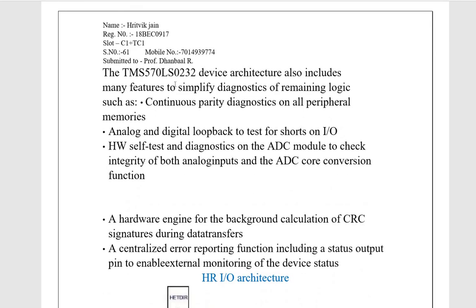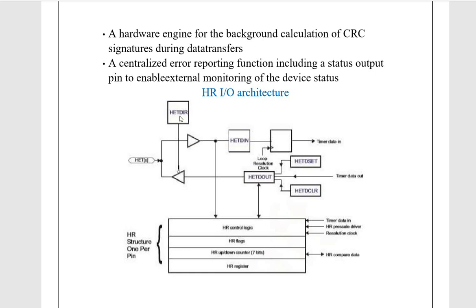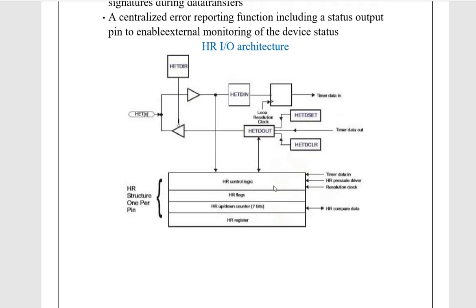The microcontroller device architecture also includes many features to simplify the diagnostics of the remaining logic, such as continuous parity diagnostics on all peripheral memory. And this is the HET input output architecture. This is the block diagram showing how it works. This HET is connected to the diode, and then it is connected to the HET diode D2, like this.